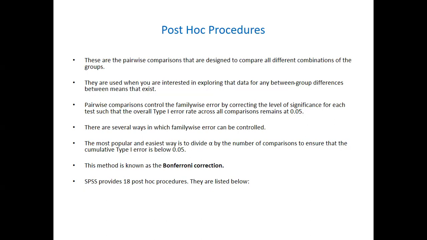But in a situation where you find a difference, you want to know where the difference lies. Since for the 3 groups you are comparing 3 means and you find a difference, there are 3 different ways you can combine them 2 by 2. Where does the difference lie? That's what we want to look at. So in trying to do that, you can either use planned comparison, which we discussed in the last lecture, or you use post-hoc procedure, post-hoc test.